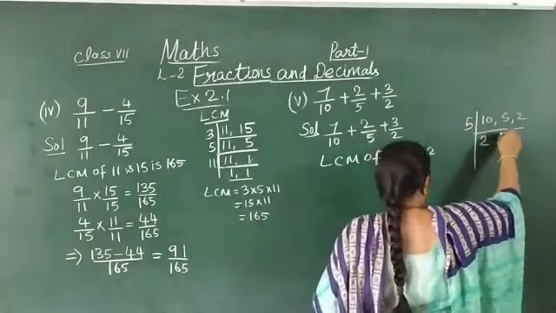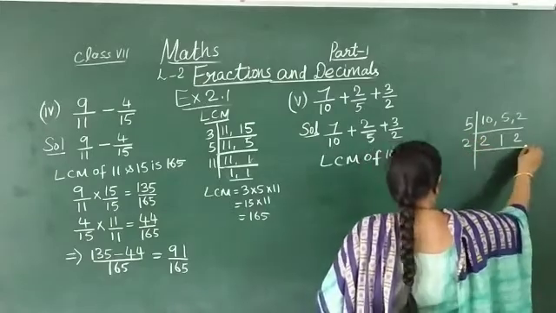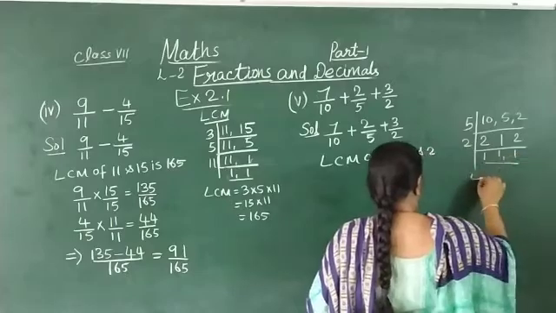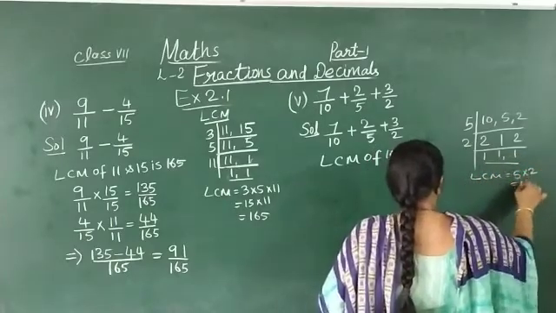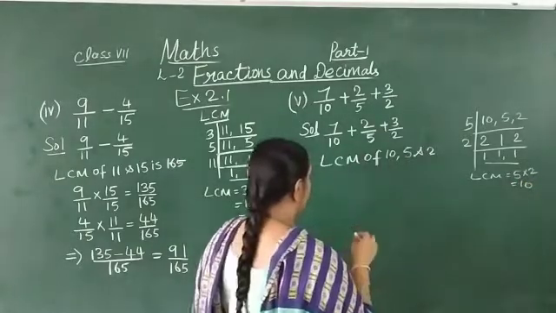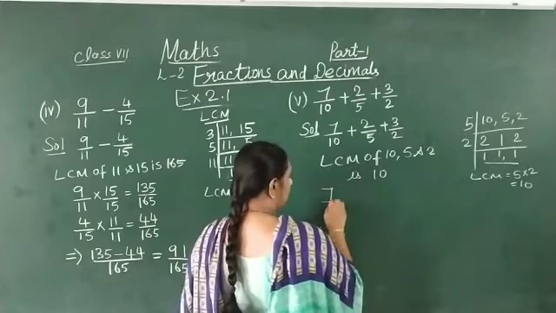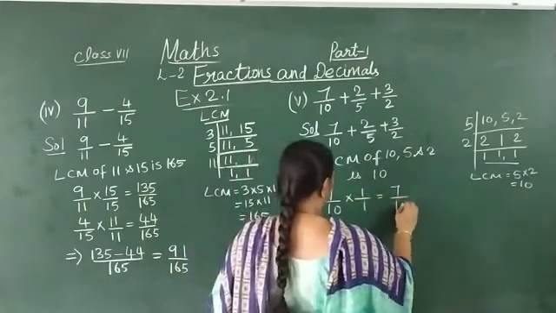5 2s are 10, 5 1s are 5, then 2. Now both are having the 2, so 2 we will take it here. 1 2 1s are 2, 1 and 2 1s are 2. Now what will the LCM become? We have to multiply 5 into 2, that is equal to 10. So now the LCM we got is 10. Now 7 by 10 multiplied by 1 by 1. So it will become 7 by 10.